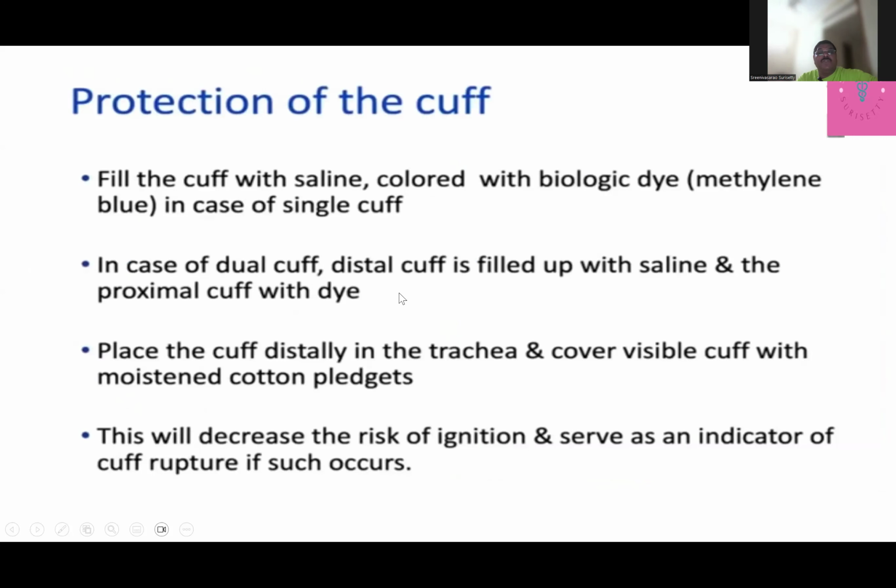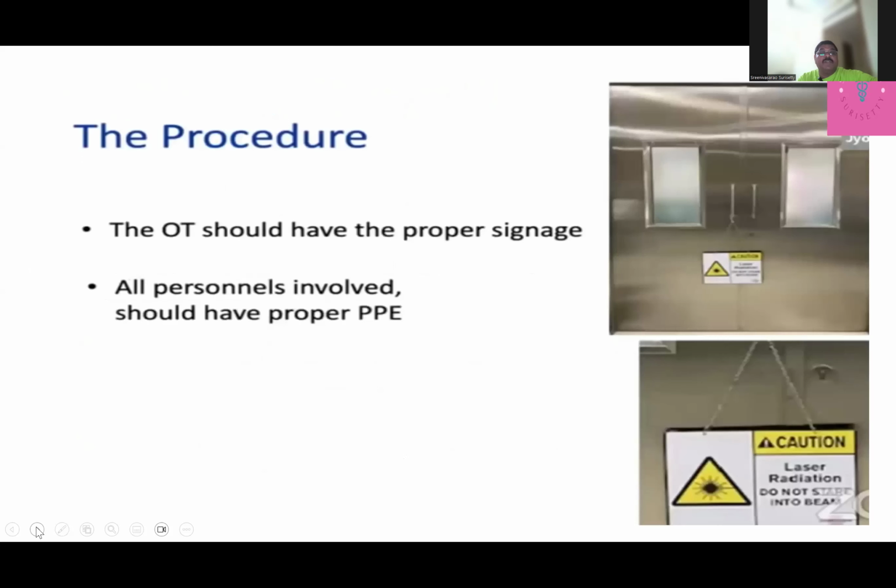In case of a dual cuff, the distal cuff is filled with saline and the proximal cuff is filled with the dye. So if the proximal cuff ruptures, you can see the dye, so that you can assess which cuff is ruptured or perforated. Place the cuff distally in the trachea and cover the visible cuff with moist cotton pledgets. This will decrease the risk of ignition and serve as an indicator of cuff rupture if such occurs.